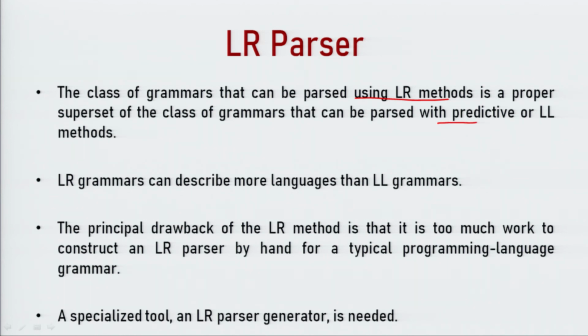So, if we draw the Venn diagram, we will have the LL methods, or predictive parser, or top-down parser, inside, and outside it the LR grammars. So, this is the superset. So, LR grammars can describe more languages than LL grammars.